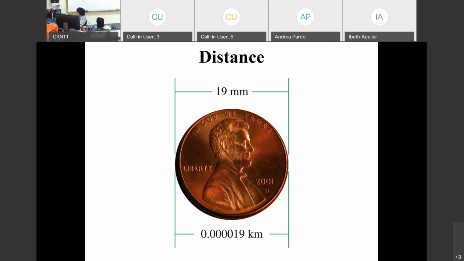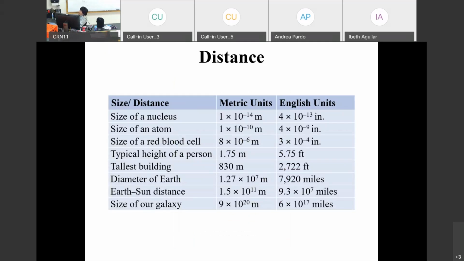So it's clear why we have different prefixes for different sizes. Depending on what you are measuring, we start using other units, other prefixes, powers of 10. For example, for the nucleus of the atom, as I said before, we normally use nanometers or even picometers. For the size of a red blood cell, you start using microns. 8 times 10 to the negative 6 meters is 8 micrometers, or microns.